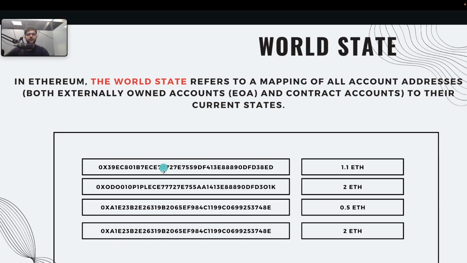It is a mapping of all account addresses to their current state. And for now, we will assume state is just how much Ethereum is present there. The state is just how much Ethereum is present in that specific account. That is the world state of Ethereum.